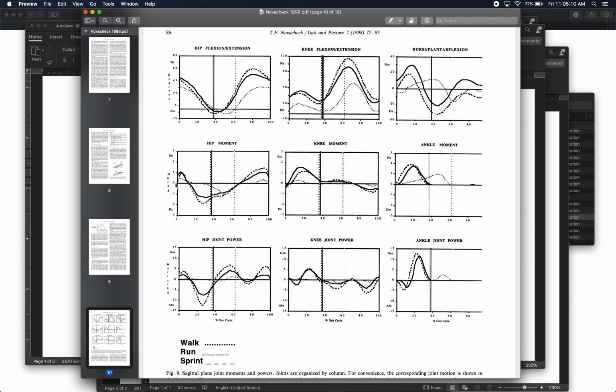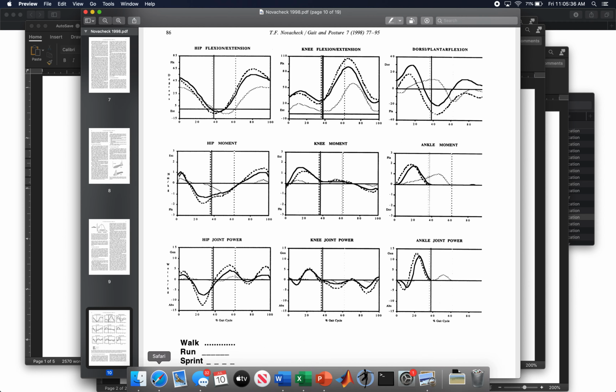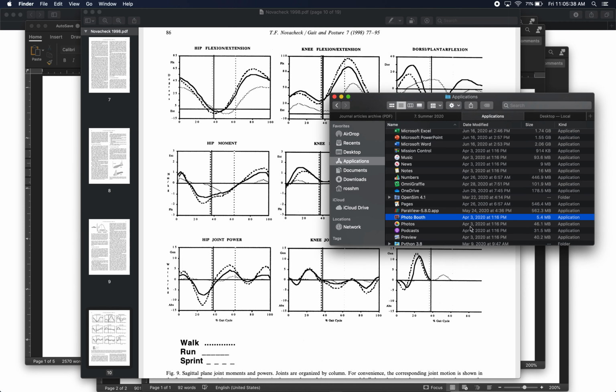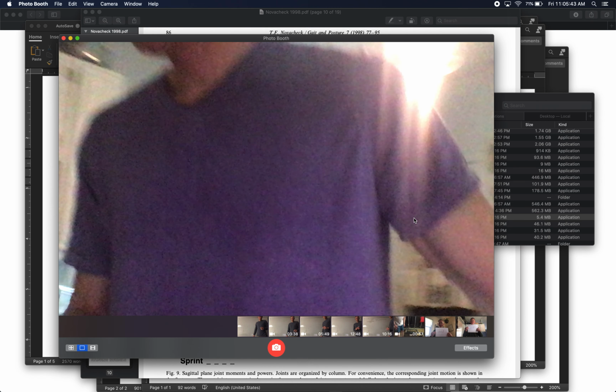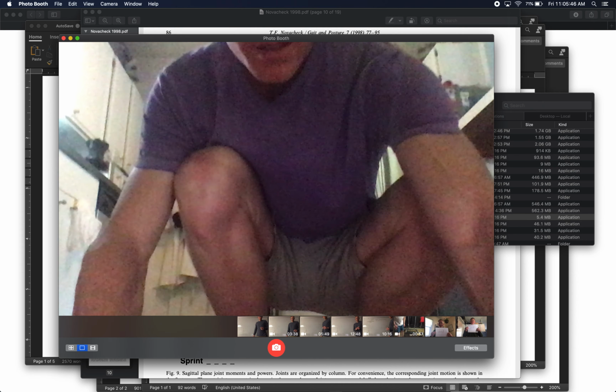The middle row shows the moment at those joints, or the net angular force at those joints. And the bottom row shows the power of that moment. Each one of these graphs is plotted on the x-axis from 0 to 100% of the gait cycle, and then on the y-axis, the magnitude of whatever biomechanical variable we're looking at in the graph. If you're not familiar with the gait cycle, he goes over it in section 2 of this paper, and I'll give you a quick demonstration of it here. Hopefully you can see me in my phony gait lab here.